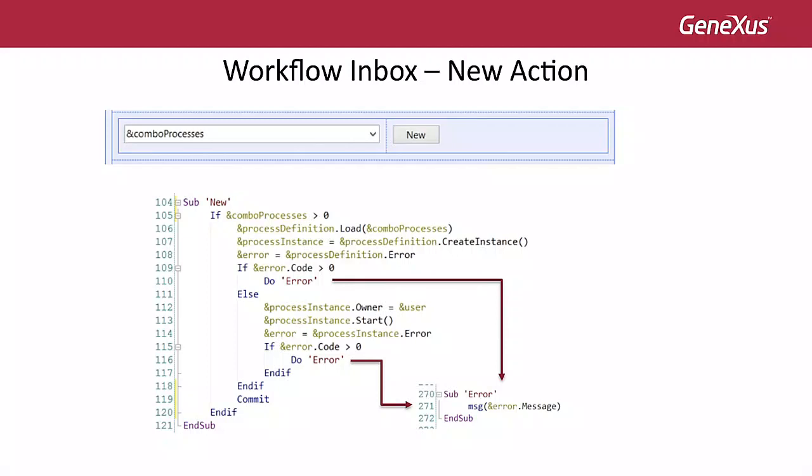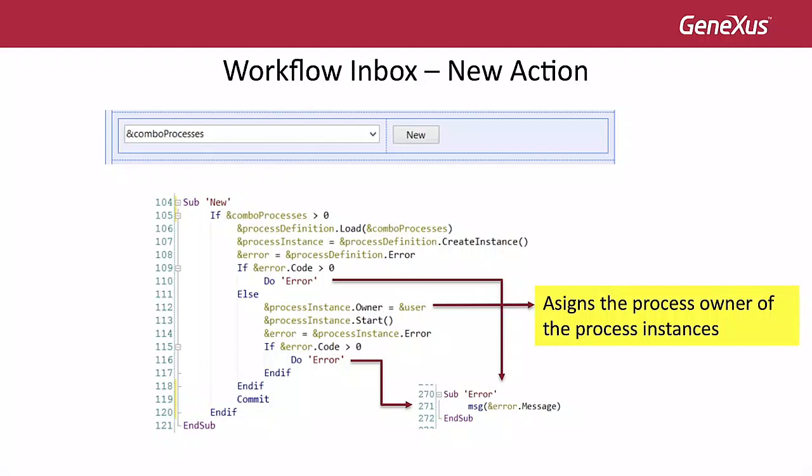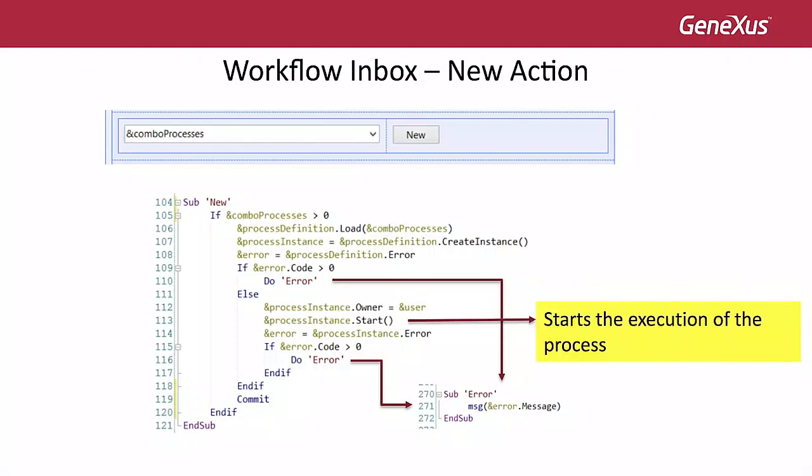If there is no error, we are going to continue and assign the user logged in to the process instance owner property. After that, we are going to start this process instance. We're going to start the execution of the process, and it will start creating all the work items needed. After that, we are going to check if there is any error starting this process, and if there's an error, we are going to show a message to the user.